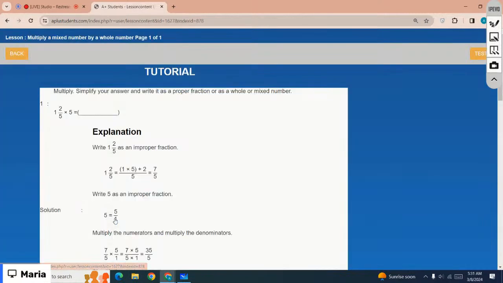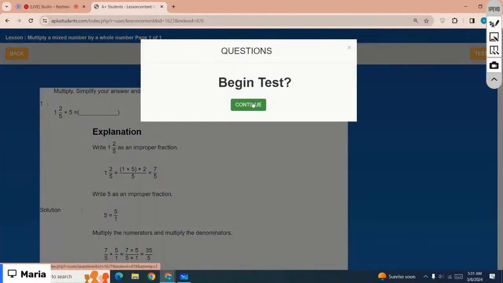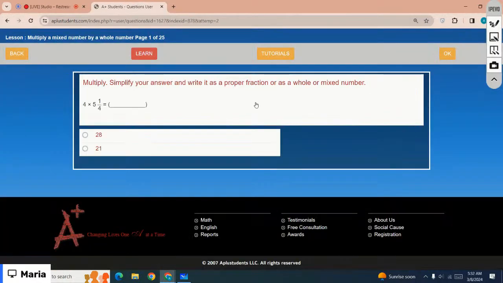Multiply a mixed number by a whole number. So, how do we multiply a mixed number and a whole number? That is very easy. Convert the mixed number into an improper fraction and then simply multiply numerator and denominator like we do with two fractions.